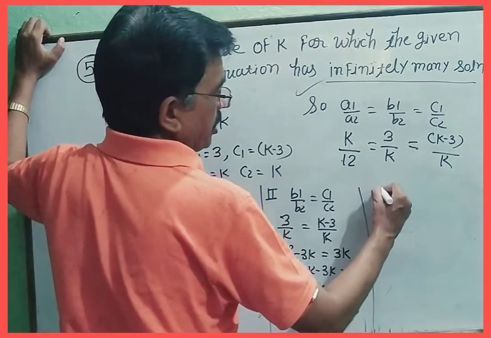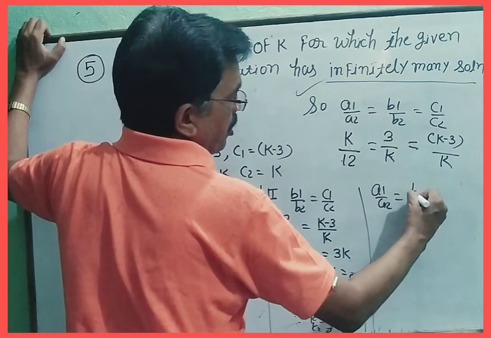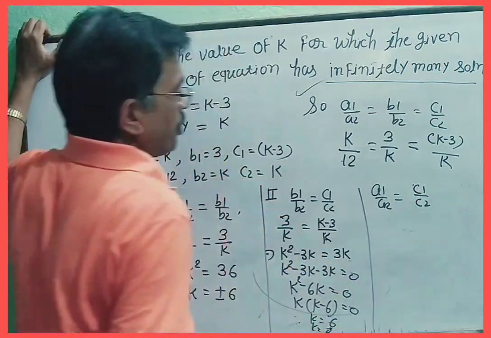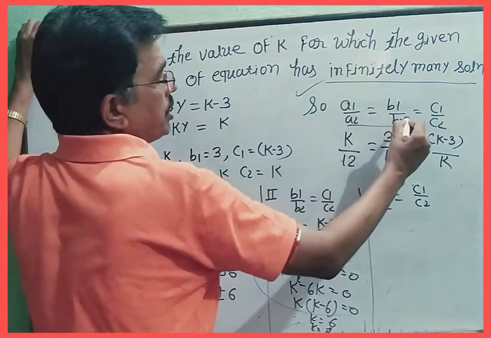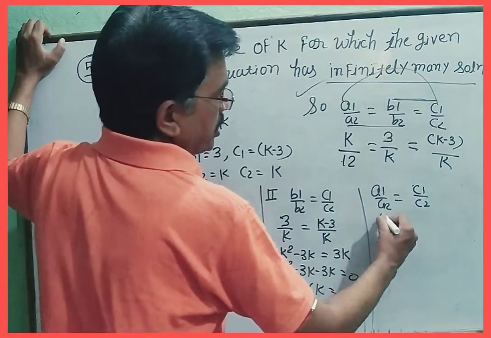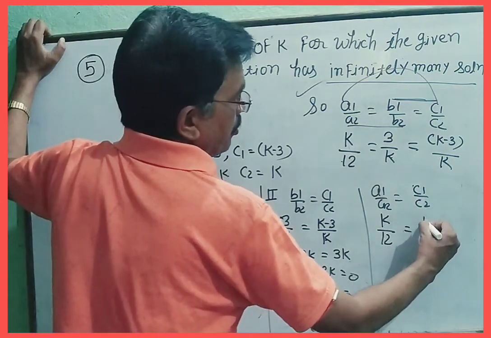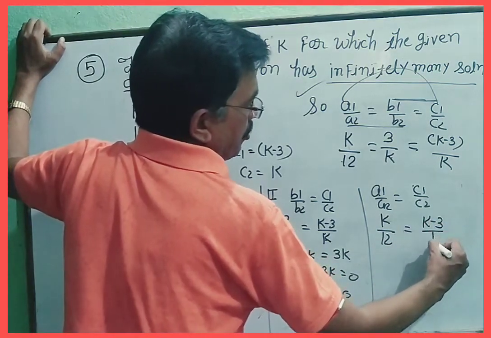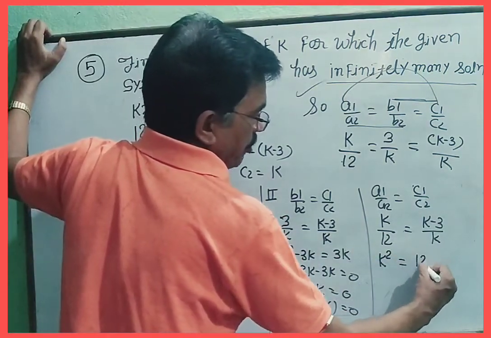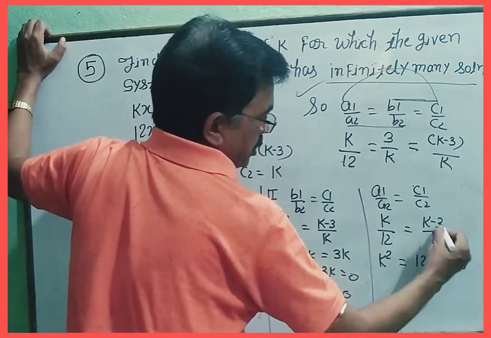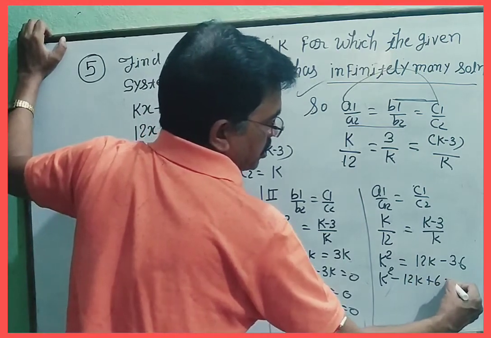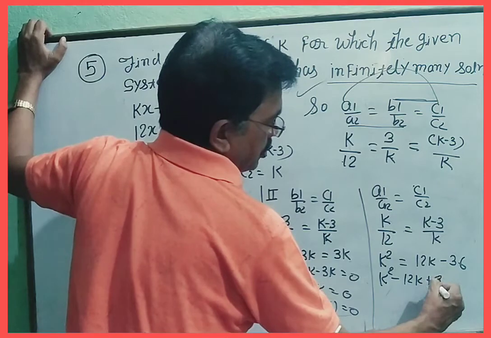Now the third condition, a1 by a2 is equal to c1 by c2. First condition, both are equal. Second condition, these are equal, and third condition, these are equal. So a1 by a2, which is k by 12, is equal to k minus 3 by k. Then k square is equal to 12k minus 36. Hence k square minus 12k plus 36 is equal to 0.